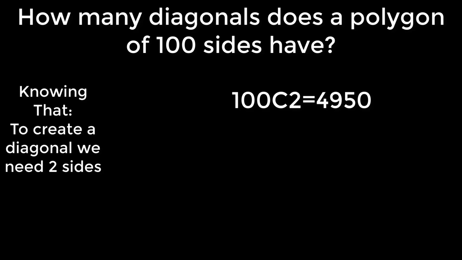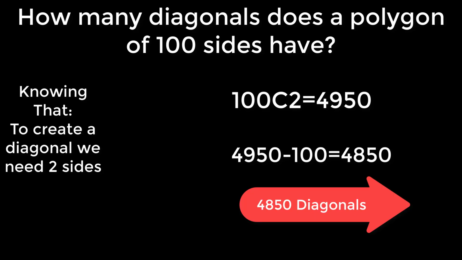But this is not our final answer. We have to subtract 100. Why do we have to subtract 100? Because each side can't make a diagonal with itself. Like number 1 can't make a diagonal with number 1. Number 2 can't make a diagonal with number 2. Number 3 can't make a diagonal with number 3. And so on. So after subtracting, we have that the answer is 4850. So the answer to our problem is we can make 4850 diagonals with a polygon of 100 sides.